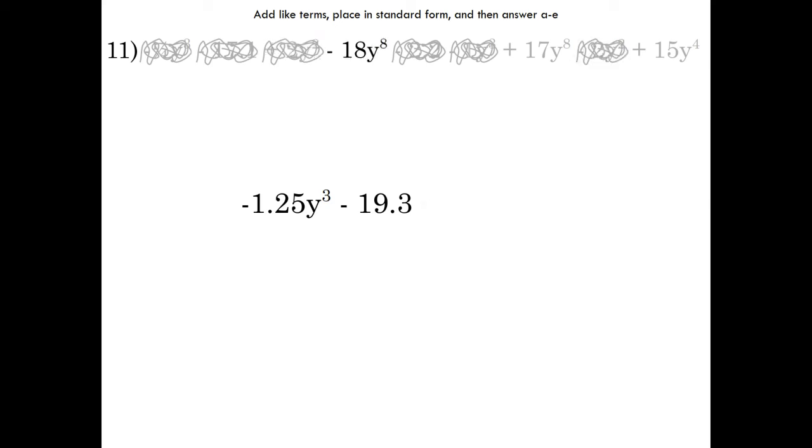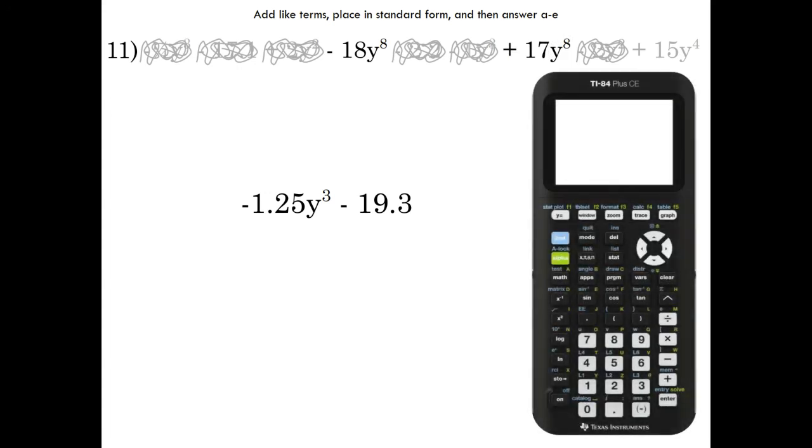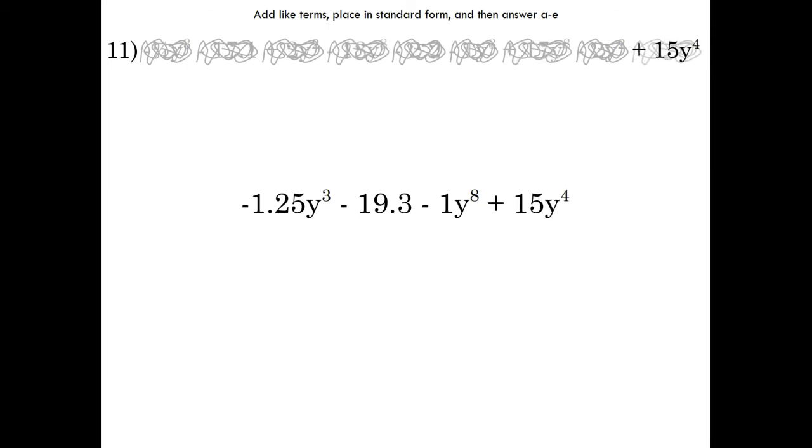Then you have negative 18y to the 8th plus 17y to the 8th. You can then add the coefficients together. So negative 18 plus 17 is negative 1. So it's negative 1y to the 8th. And then you have a positive 15y to the 4th.